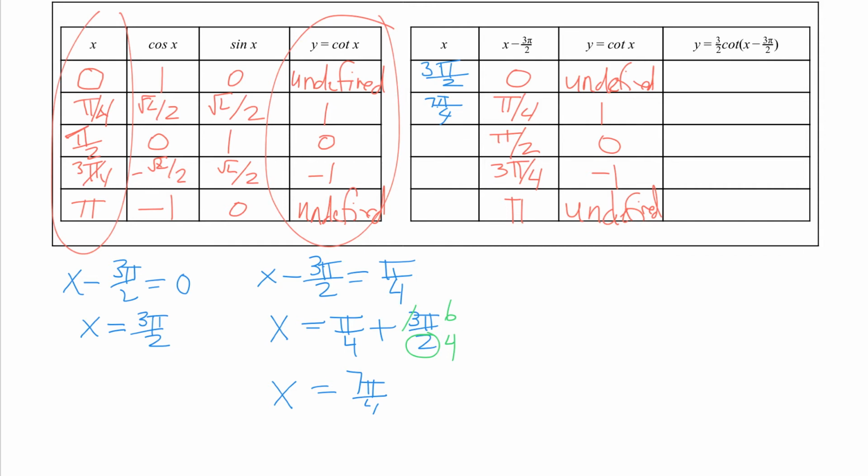Then I'm going to take x minus 3 pi over 2, and I'm going to set it equal to pi over 2. So if I add 3 pi over 2 to both sides, I get x equal to pi over 2 plus 3 pi over 2, which is going to be 4 pi over 2, or 2 pi.